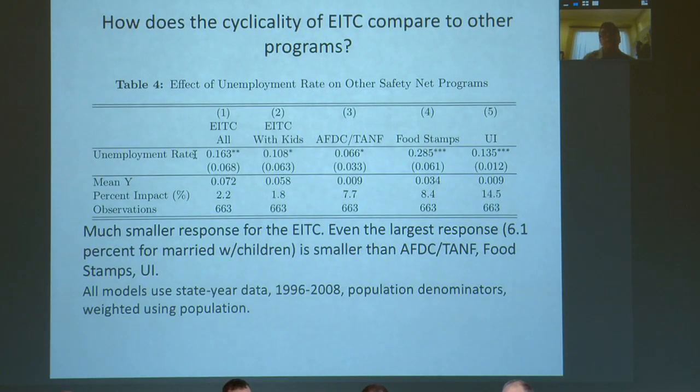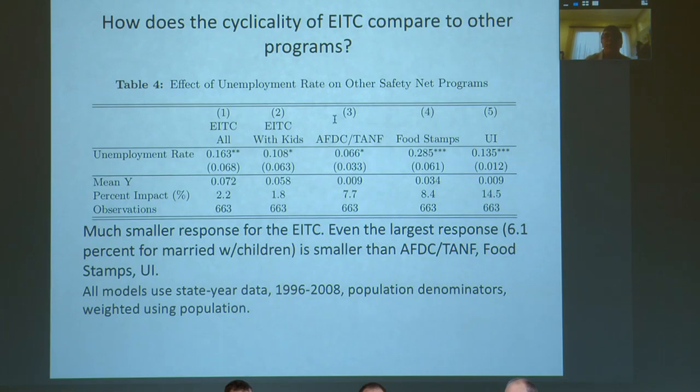Okay, so the next thing that we did was look at how the cyclicality of the EITC compares to other programs, other safety net programs. And this is all using administrative caseload data. So I would tell you not to focus on this, but think about the EITC amongst families with kids, because these other groups were more interested in how they are providing buffering for families with children in this research agenda.